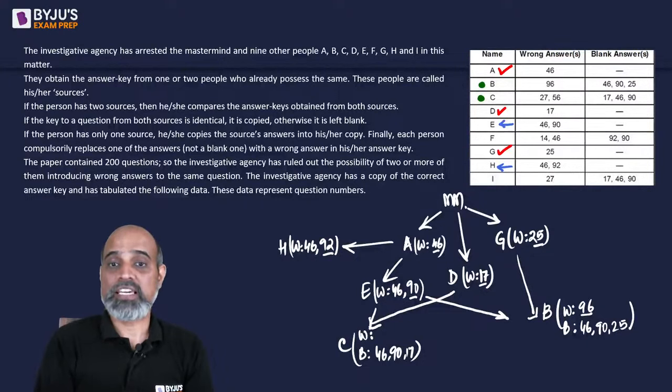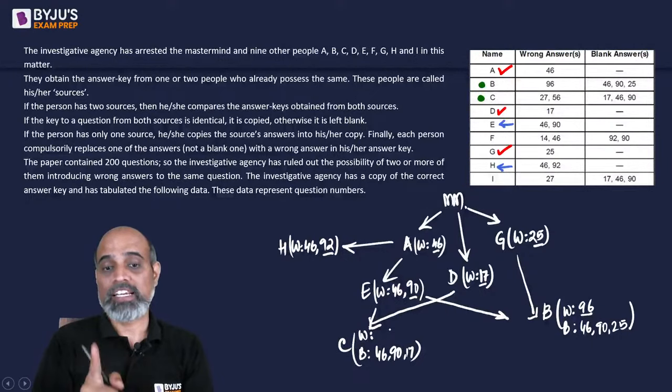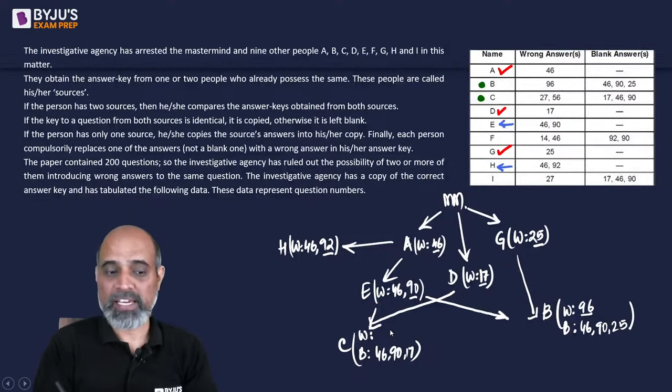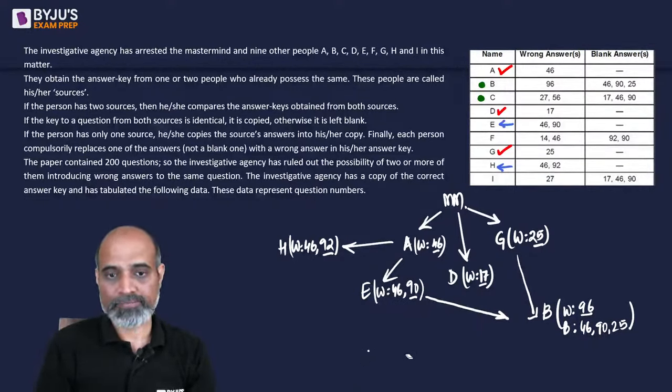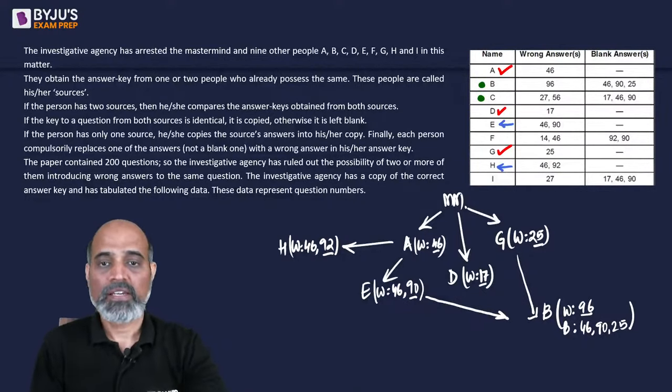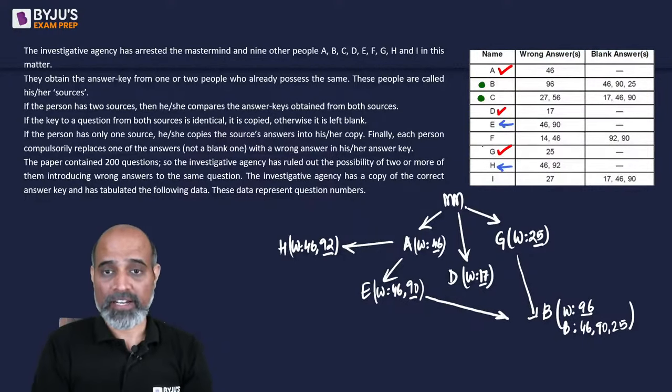right? So C's wrong answers are 27 and 56, right? So 27 and 56, he has 2 wrong answers. It means so far we don't see 27 and 56. It means C has got somebody else as well with him. So let's remove this C for now, okay? Okay, C is not yet taken into account.